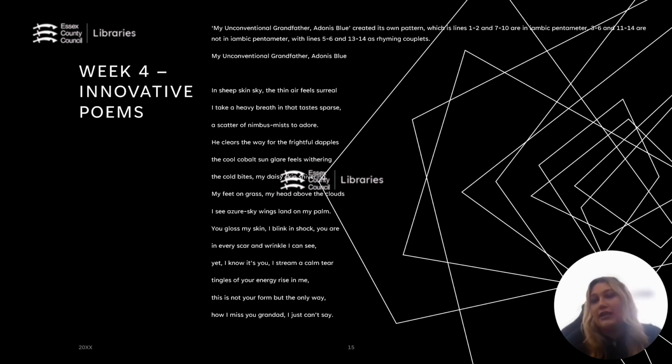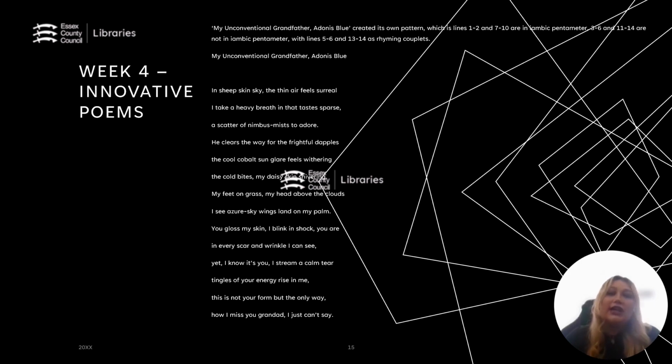So now it's your turn to have a go at writing your own innovative sonnets. You may wish to have a go at the first activity, where you only use rules that you feel comfortable to use. Now this can be one rule or it can be a few. It can be as creative as you like, and you can even make your own rhyming scheme. The possibilities are endless, so you can be as creative or you can just stick to one rule. It's what you feel comfortable with.